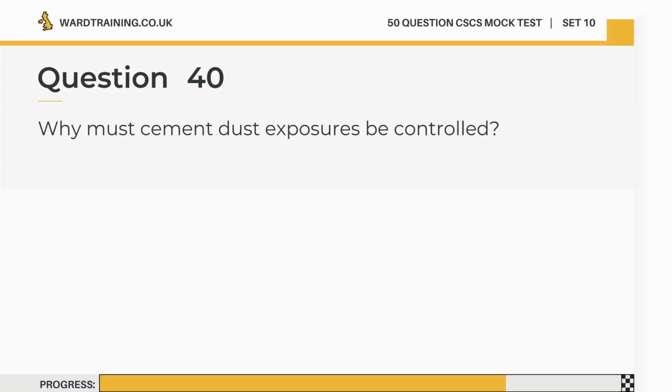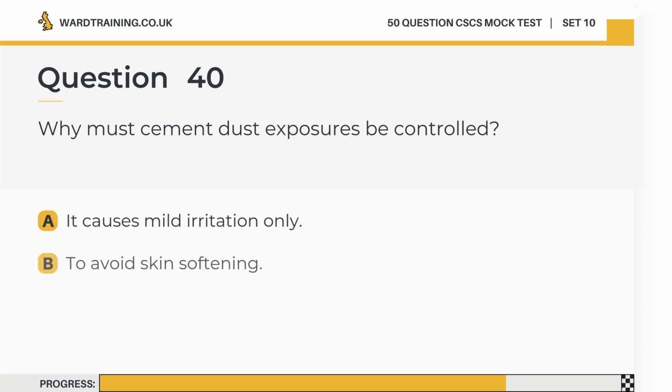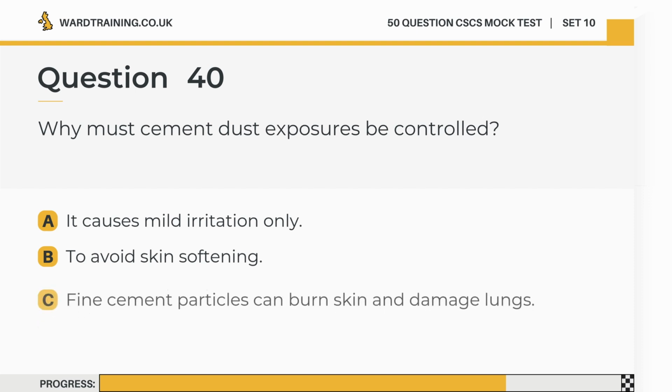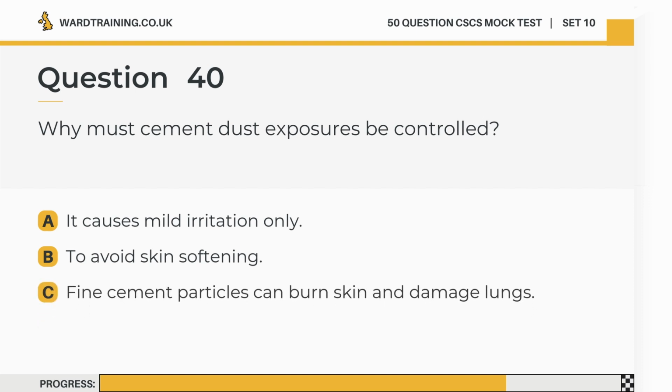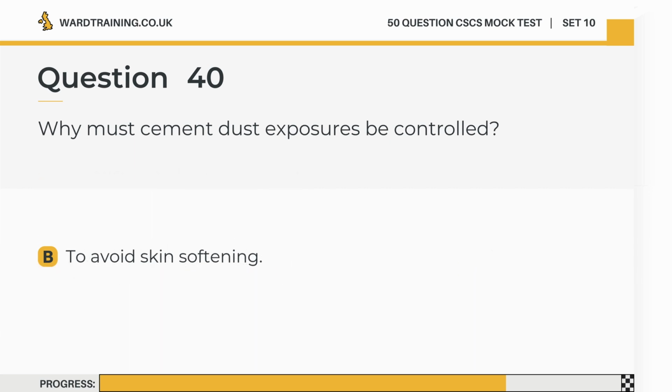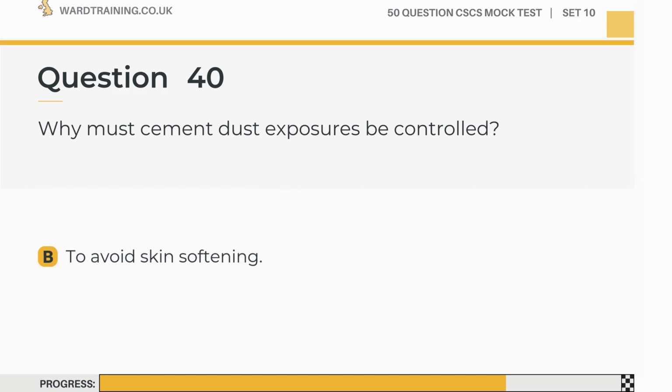Question 40. Why must cement dust exposures be controlled? A. It causes mild irritation only. B. To avoid skin softening. C. Fine cement particles can burn skin and damage lungs. D. It reduces color consistency. The correct answer is C. Fine cement particles can burn skin and damage lungs.